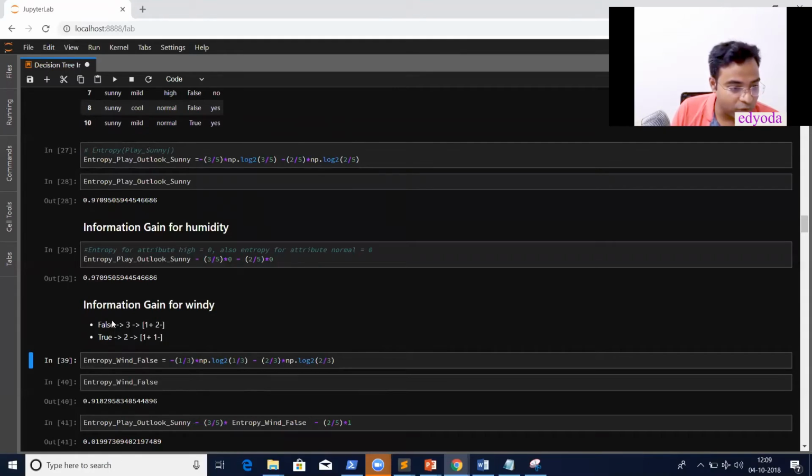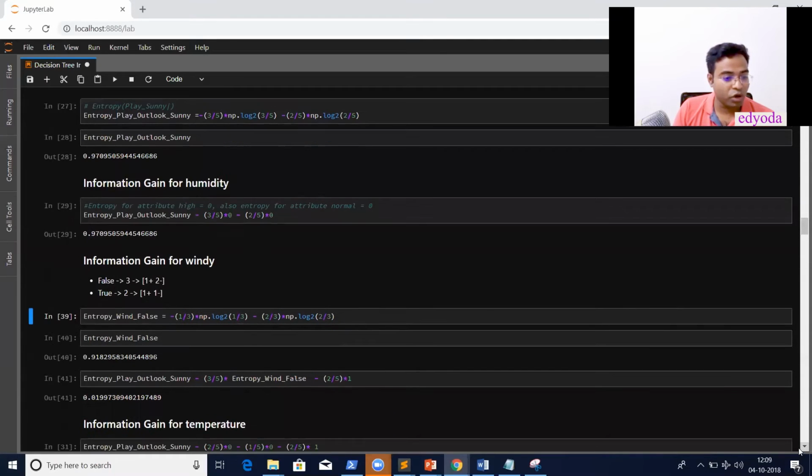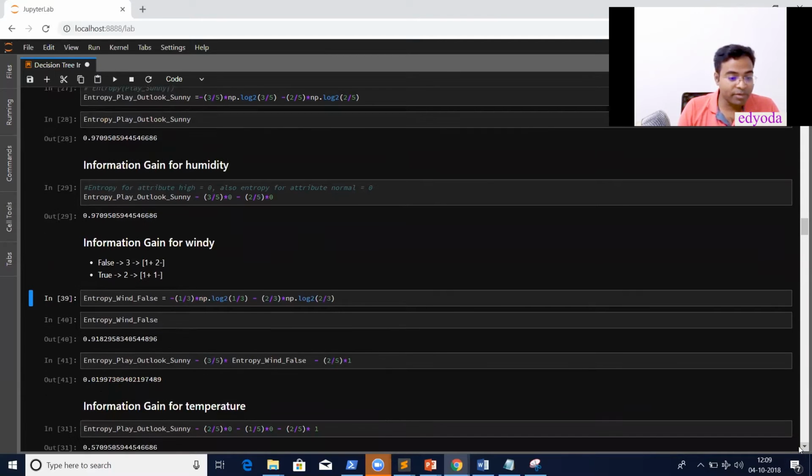To calculate the entropy of wind false: minus 1 by 3 into log 2 of 1 by 3, minus 2 by 3 into log 2 of 2 by 3. So this is the value. The information gain based on windy will be the entropy of the data coming to the sunny branch, minus the weighted entropy of wind false, and the entropy of wind true is 1. So it boils down to 0.01. This is the information gain on splitting on windy, and this is the information gain on splitting on humidity. Let's see what happens in temperature.